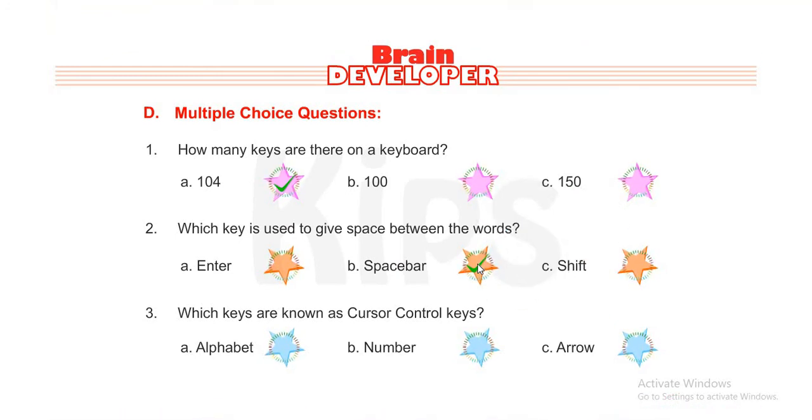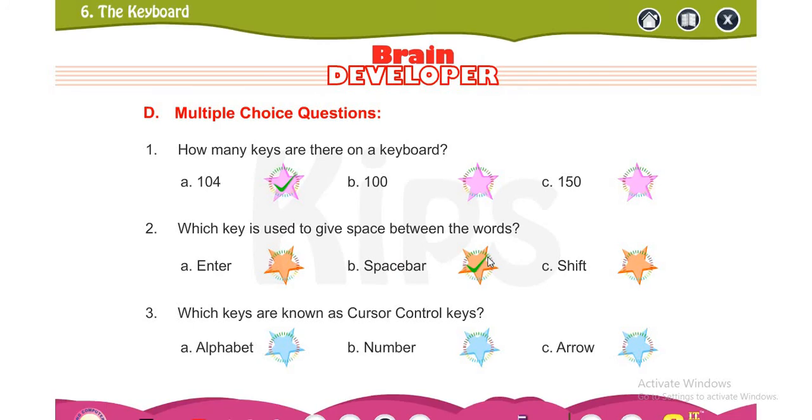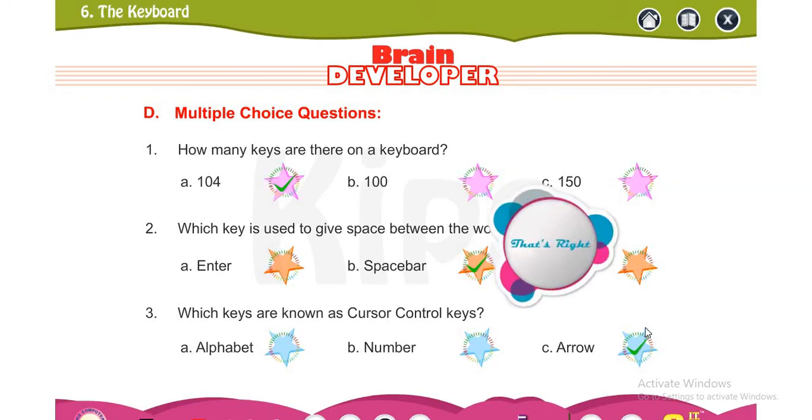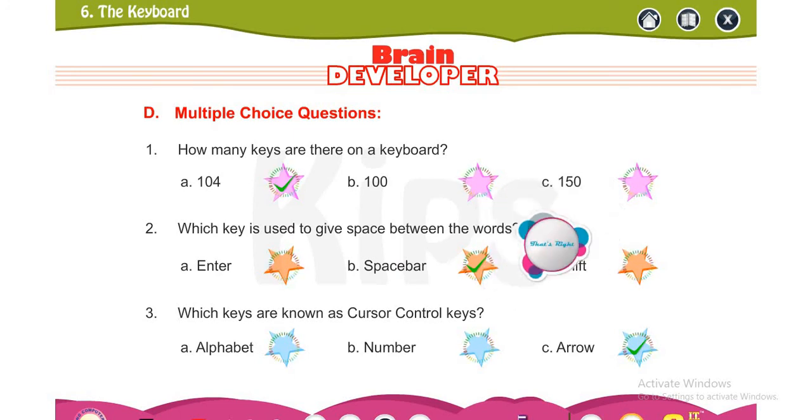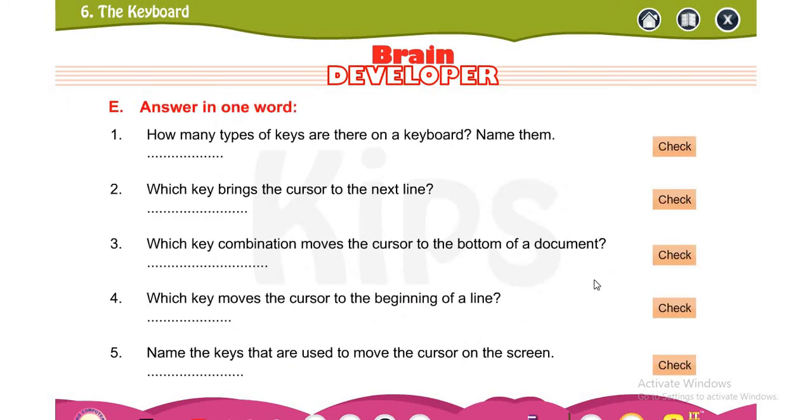Next one, which keys are known as the cursor control keys? Arrow keys are known as cursor control keys. Answer in one word. How many types of keys are there on a keyboard, and name them?